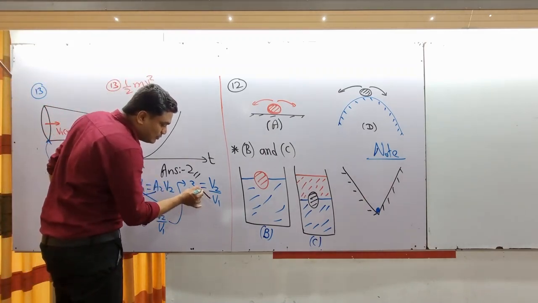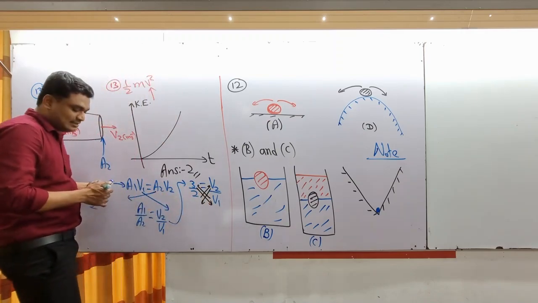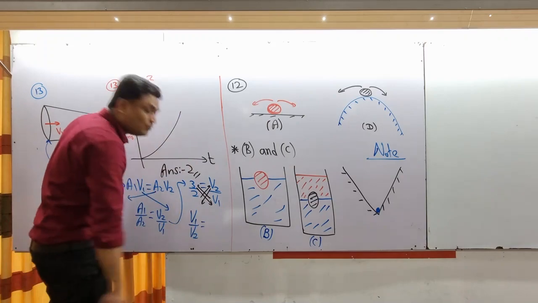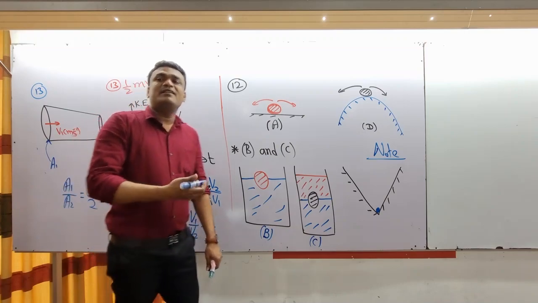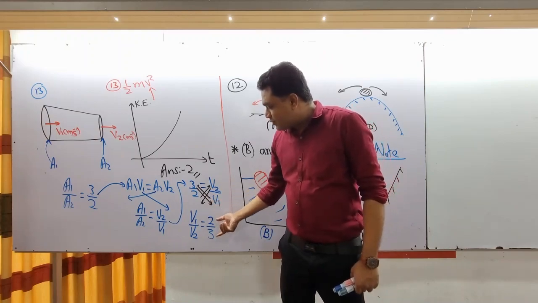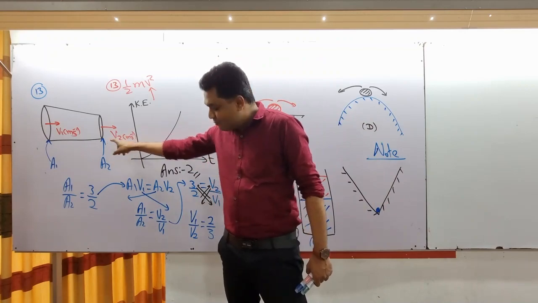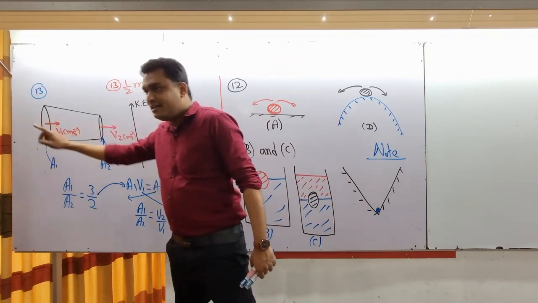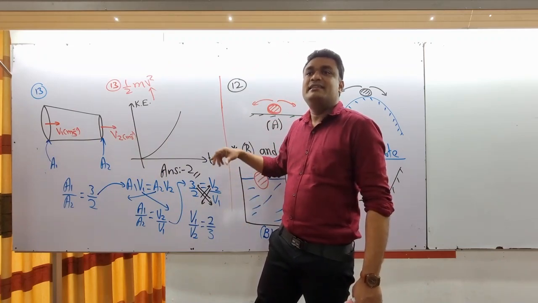So as V1 over V2 is asked, take V1 to there, 3 to there, 2 to there, and V2 to this side. Then you get V1 over V2 equals 2 over 3. Even without doing a calculation, you should be able to get the answer. Smaller cross section, larger velocity. A2 is smaller, therefore velocity should be larger. A1 is larger, V1 should be smaller, so 2 over 3. You can get the answer even like that.